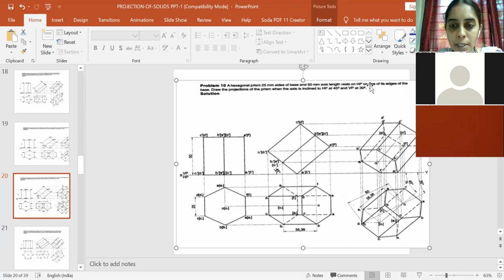Since the problem is resting on one of its edge, first you will keep one of the edge towards your right. So the opposite edge will be here. And you know the top and the bottom surface, you will be having two hexagonal surfaces. So you will name it as A, B, C, D, E, F at the top, A1, B1, C1, D1, E1, and F1 in the bottom. Bottom surface will not be visible, so you will write it in the bracket.